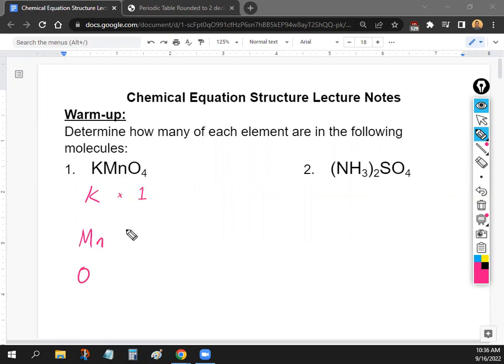Same thing for manganese, Mn. There's no number, so there's 1. And how many oxygens do we have? How many oxygens? 4. Yeah.